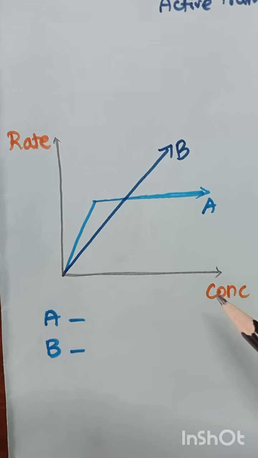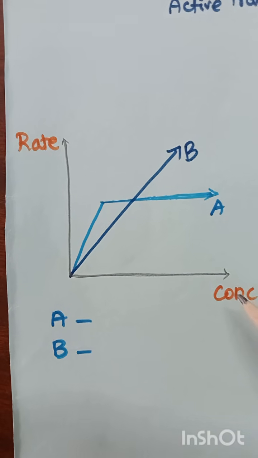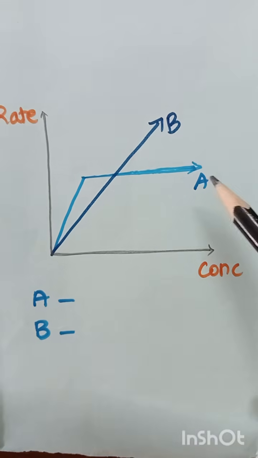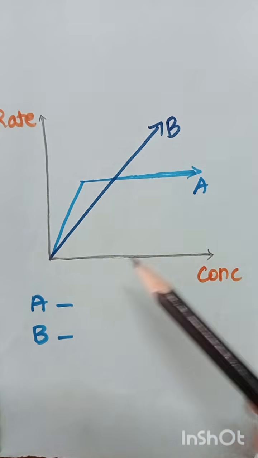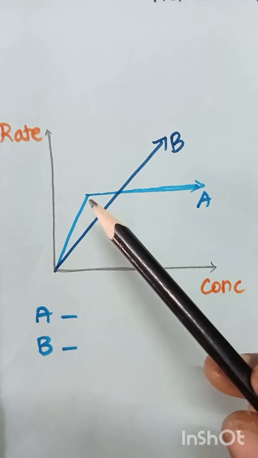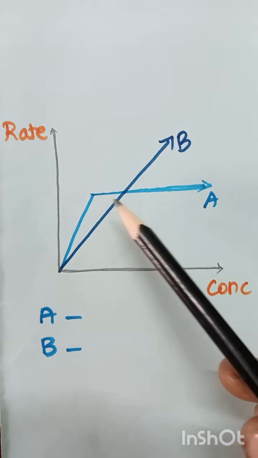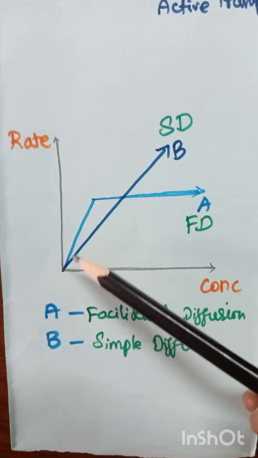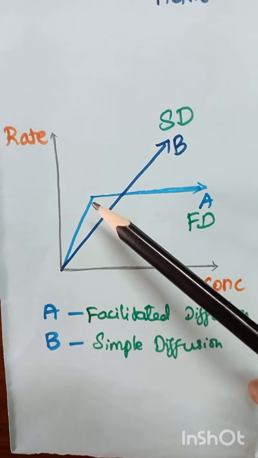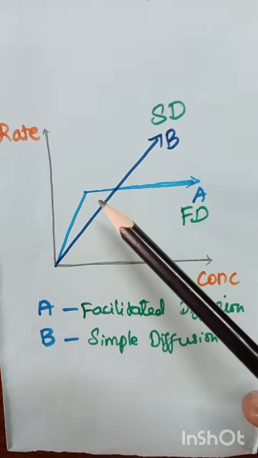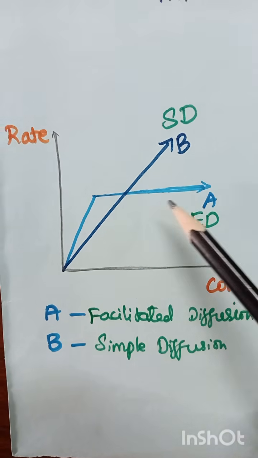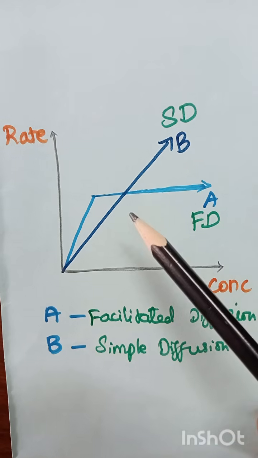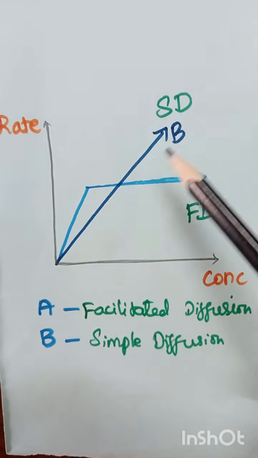Let's see this curve. The x-axis is the concentration and the y-axis is the rate of transport. What is this? Curve A and curve B. Initially the rate of transport is high in curve A, and later on there is a plateau. So this is facilitated diffusion. Initially the rate of transport is high, and later on there is a plateau, meaning all the carrier proteins are getting saturated, completely filled. So this is facilitated diffusion and this is simple diffusion.